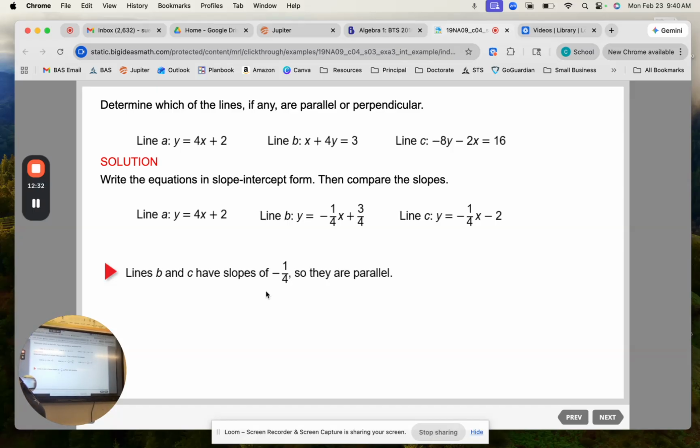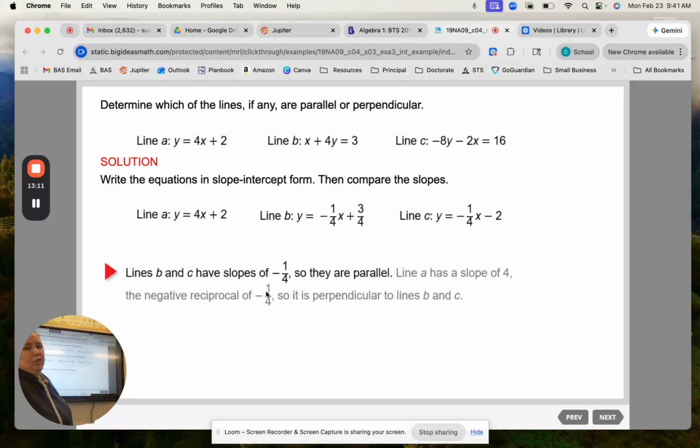Okay, now are there any that are perpendicular? Would 2 and negative 2 be perpendicular? You mean A? A and C are perpendicular. Yeah, we're not looking at the y-intercept for perpendicular. We're looking at the slopes. So these are negative 1/4, and this is 4. Is 4 and negative 1/4 the opposite sign inverse? Yes. So technically, A is perpendicular to B, and A is also perpendicular to C, which makes sense. B and C are going parallel, and A is just cutting across them. So you would say A is perpendicular to B and C.